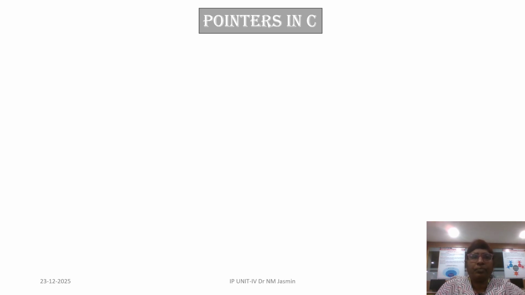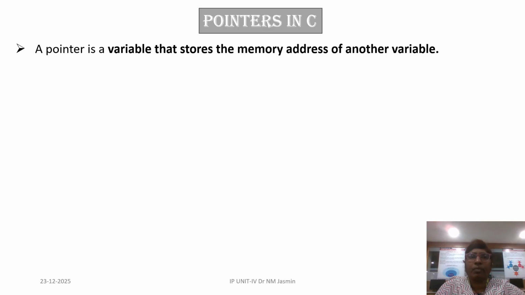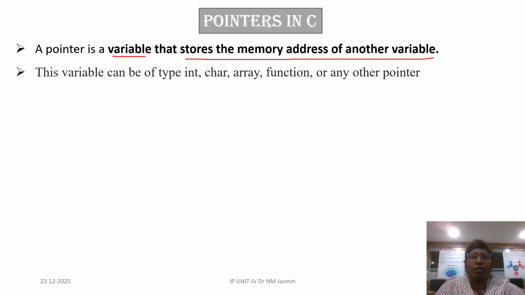Hi students, now I'm going to discuss the definition of pointers in C and their initialization and declaration. So pointers in C are nothing but special variables that store the memory address of another variable. This other variable may be of any type: an integer, a character, an array, a function, or even another pointer.